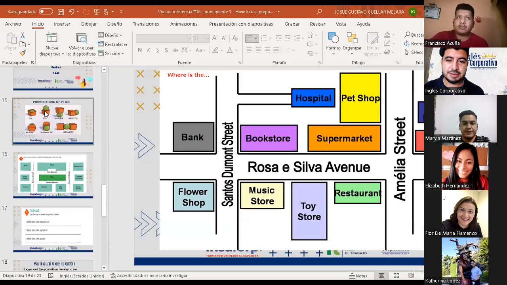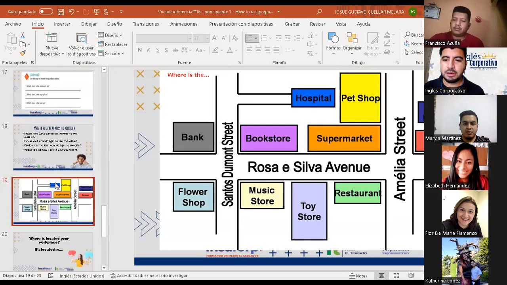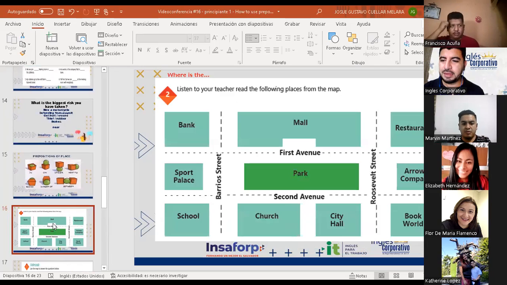Tengo una duda. ¿Cuál es la diferencia entre bookstore y bookworm? Bookworm en este caso es el nombre de una compañía, el mundo de los libros. Es como Playland Park, el mundo feliz. Entonces son diferentes lugares.